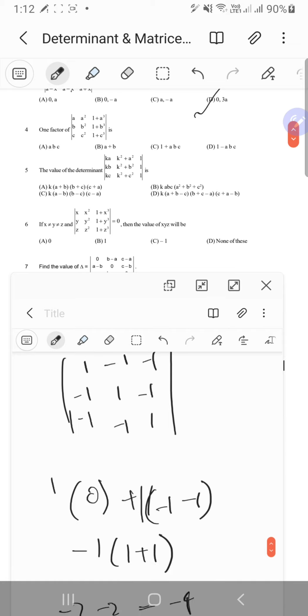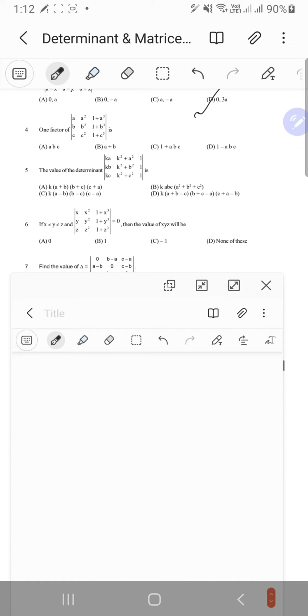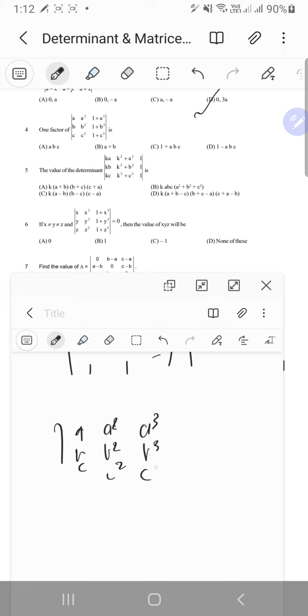One factor of this thing is, so we got abc, a squared, b squared, c squared, 1 plus all that, right? So you can split it. It will be abc a square b square c square, a cube b cube c cube, right? Cool. And yeah, fine, that's nice. We can write plus abc a square b square c square 1 1 1. Cool.